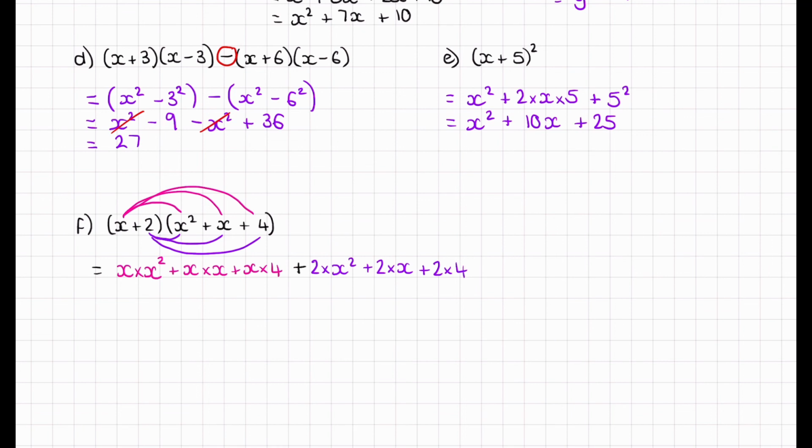I'm going to simplify that down. So we'll have x cubed plus x squared plus 4x plus 2x squared plus 2x plus 8. And then we can just combine all our like terms together. x cubed, only got one of those. Then we have an x squared plus 2x squared. That will give us 3x squared. 4x plus 2x, 6x, and then we have our 8. That is our basic expansion.